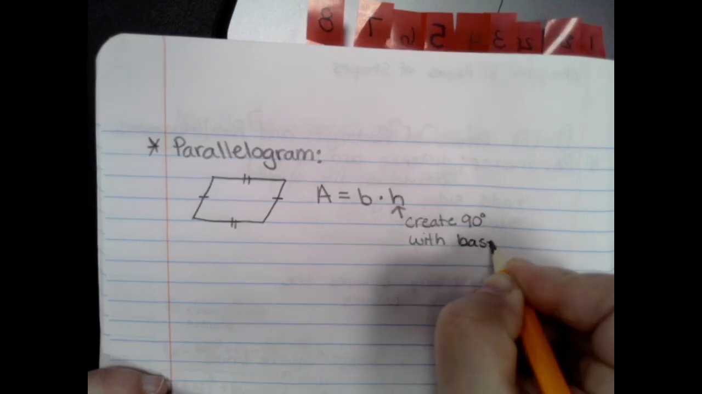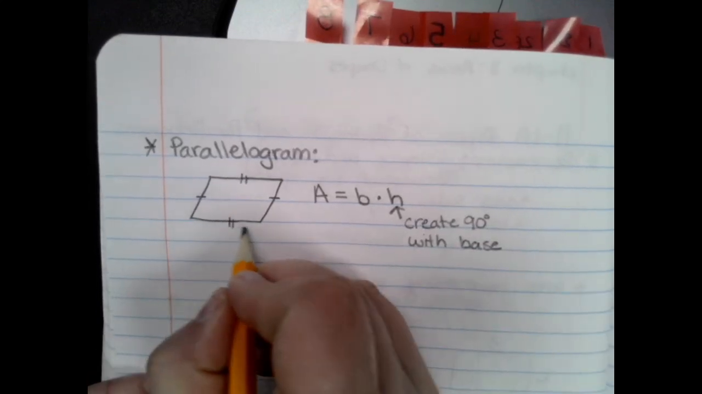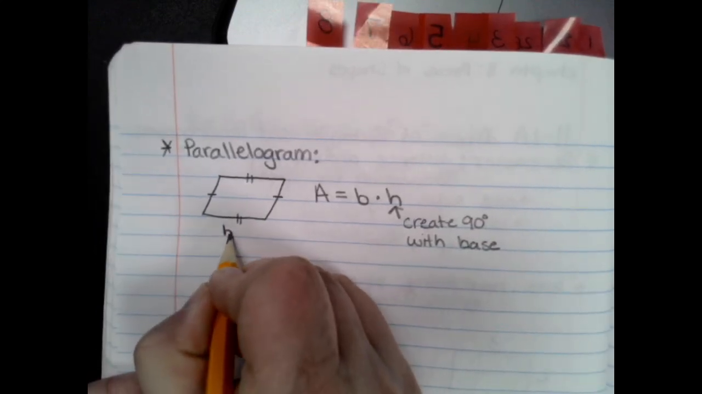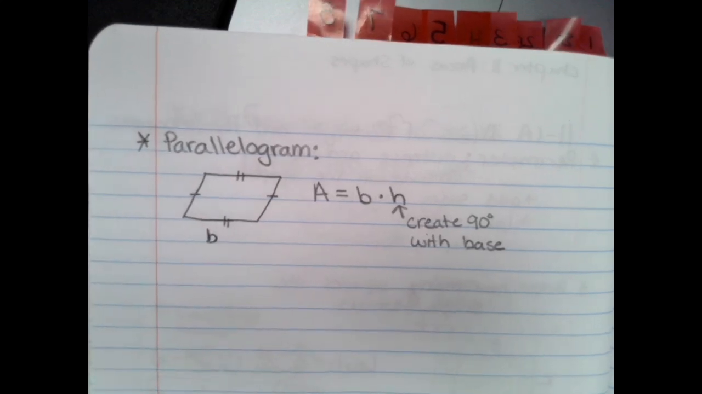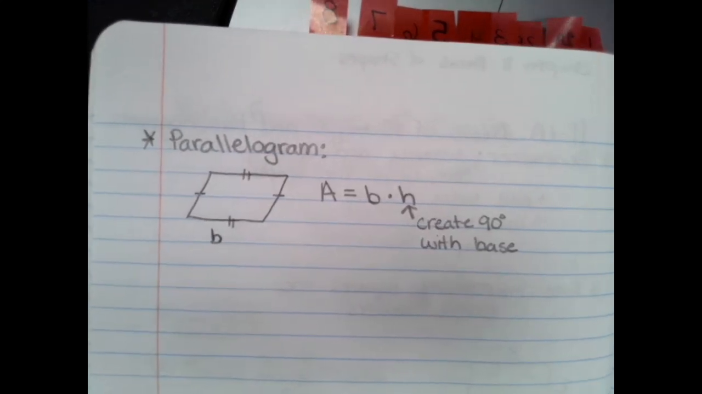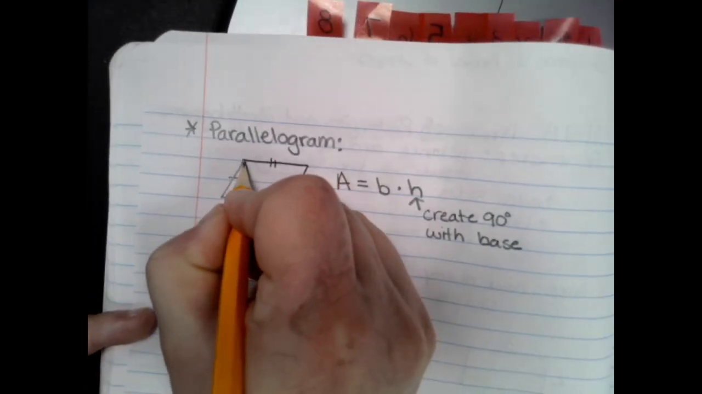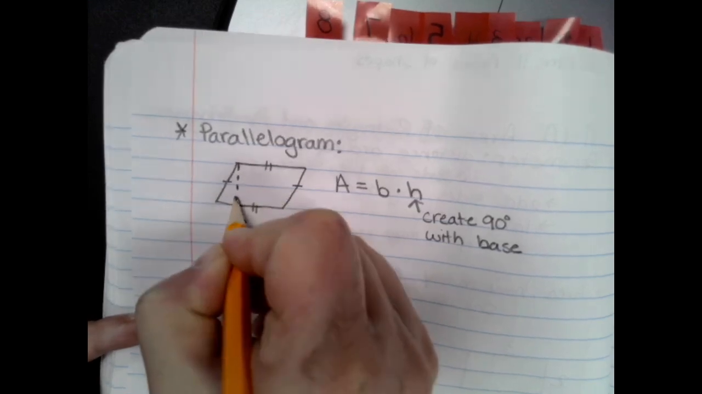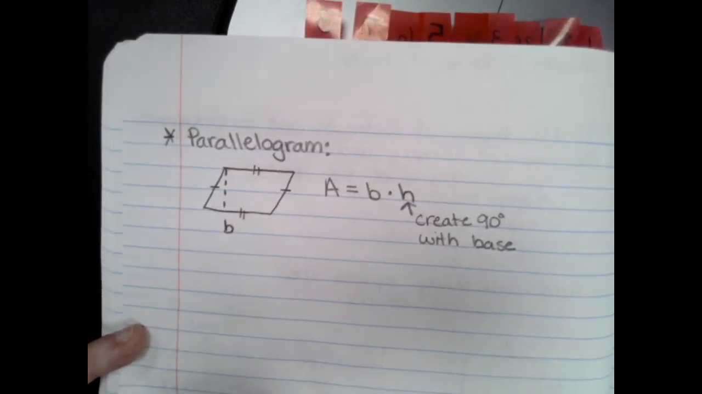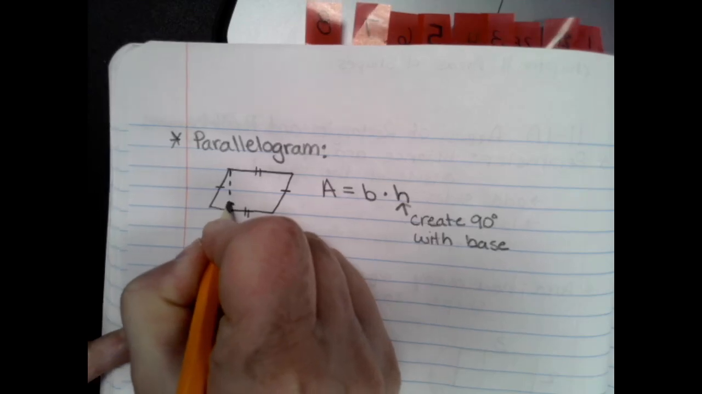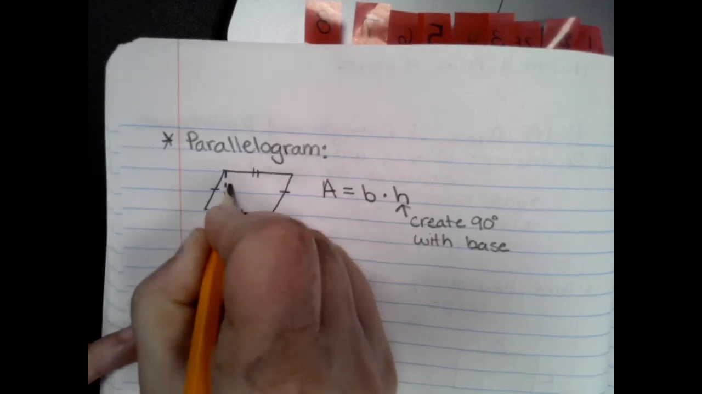So the height doesn't go up the side. Here might be my base. But the height has to go straight up from the base. So usually we use this dashed line. This dashed line means it is a measurement. It's just not part of the outside edge. It's not one that we see. And that would be our 90-degree angle. And that's going to be our height.